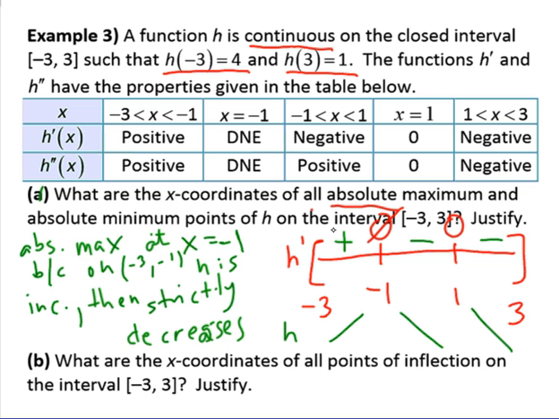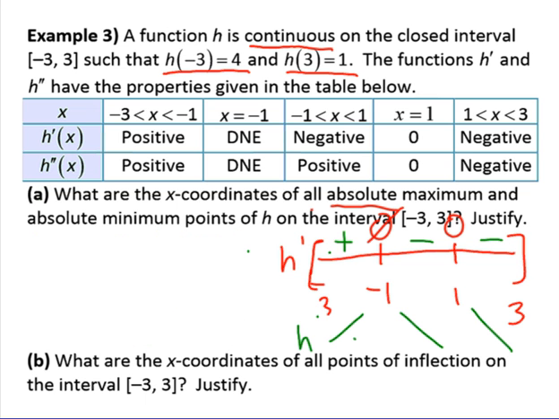Now, I'm going to erase this so that I have room. So make sure you have that down, and then I'll come back and do the absolute min. Okay, so now for the absolute minimum. We know that h of -3 is 4. We increase to an absolute max, and then we decrease and then decrease some more.